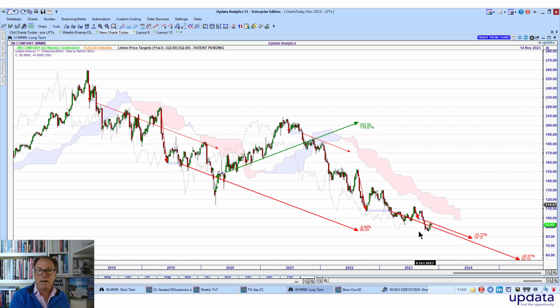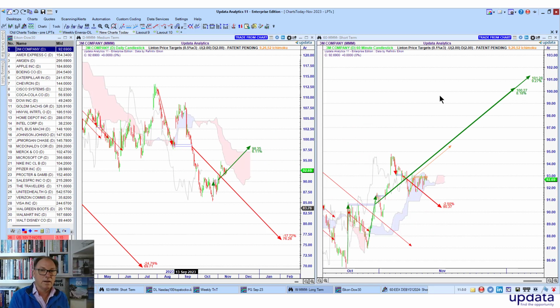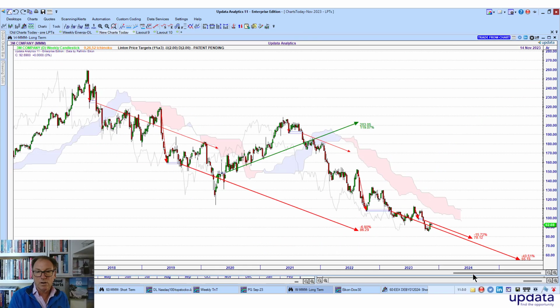And it's below the cloud. This is certainly long term. The picture is not great there. And by the way, you can read off, so 2025, we could be 40% lower than where we are now. And 2024, again, it's approximate, we could be 15% lower than where we are now.